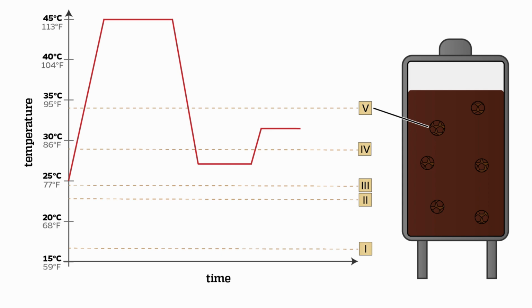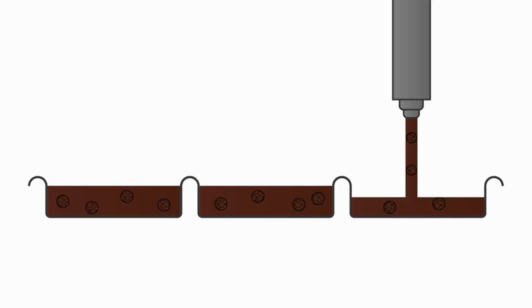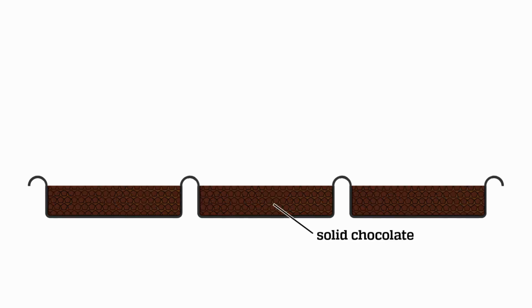By doing this clever undercooling and heating process, we managed to nucleate phase 5 crystals more quickly than we would have had we stayed at 31 degrees Celsius the whole time. At this point, the chocolate can be poured into a mold and gently cooled, allowing the nucleated crystals to grow until all the chocolate is fully solid.